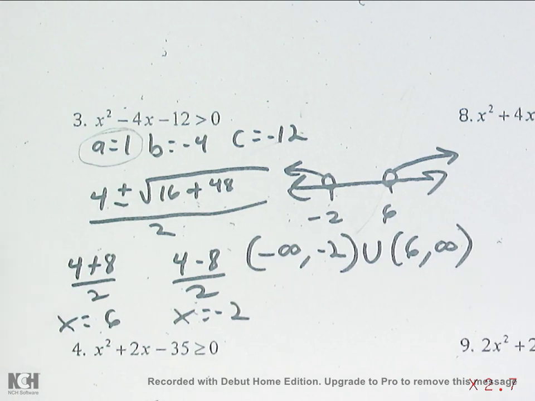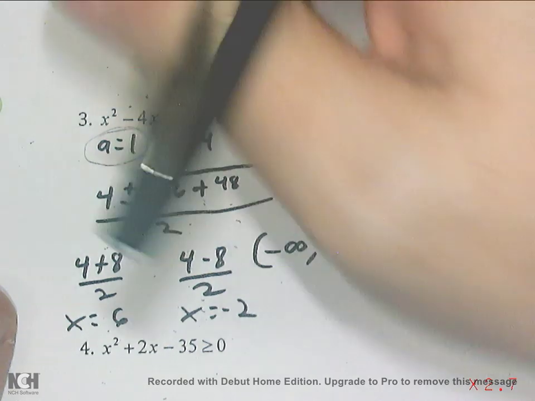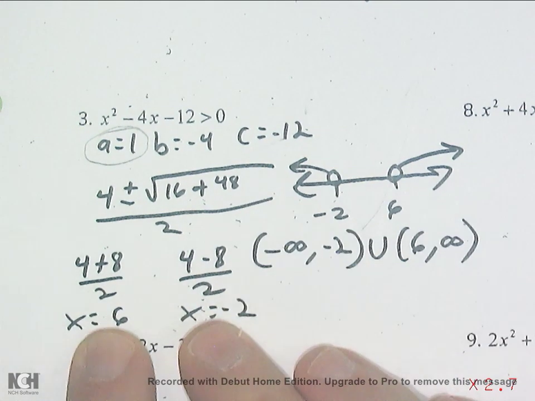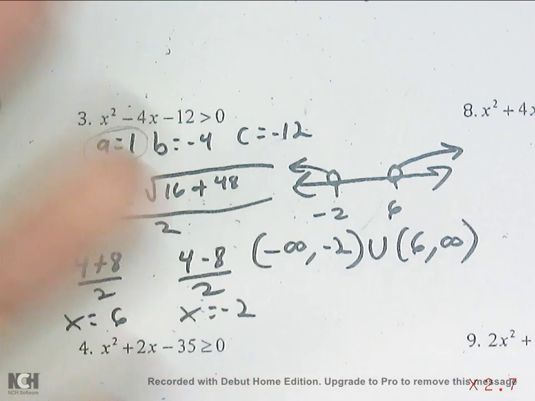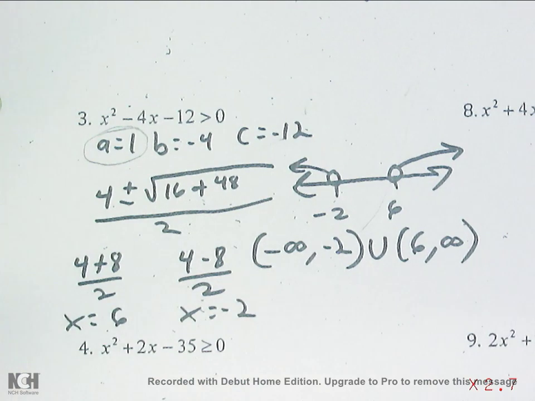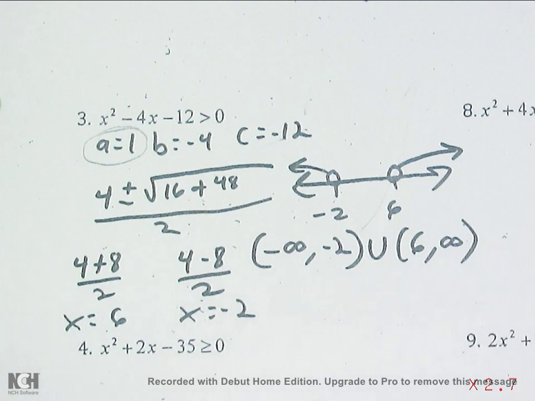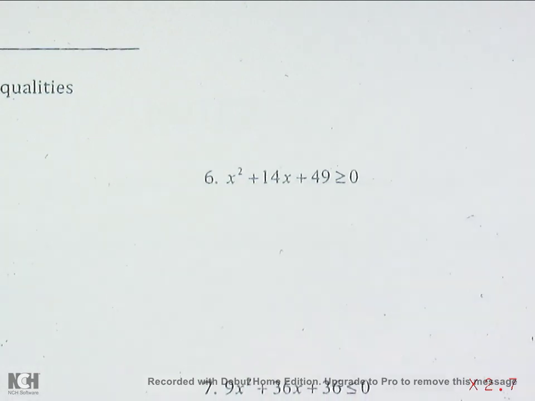Now, there are some special cases we might run into. Remember, not every quadratic has two solutions. Some of them only have one. Some of them have no real solutions. They have imaginary solutions. On the imaginary ones, you're not going to be able to graph or do anything, so you can just write no real solution. But on one solution stuff, let's look at number 6, for example.